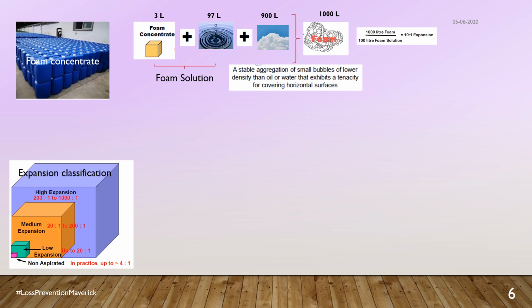Now let's look at the various expansion classifications of foam, which is low expansion, medium and high expansion. So low is up to 20:1, medium from 20 to 200:1 and high from 200 to 1000:1.